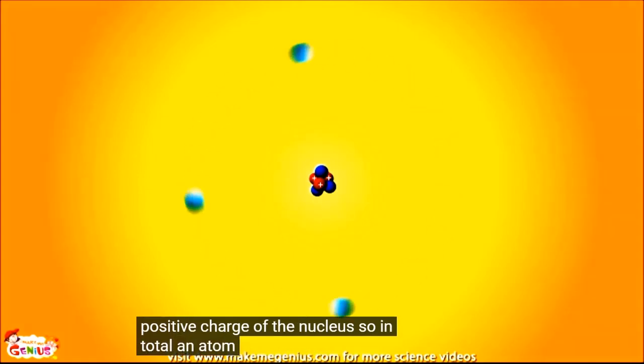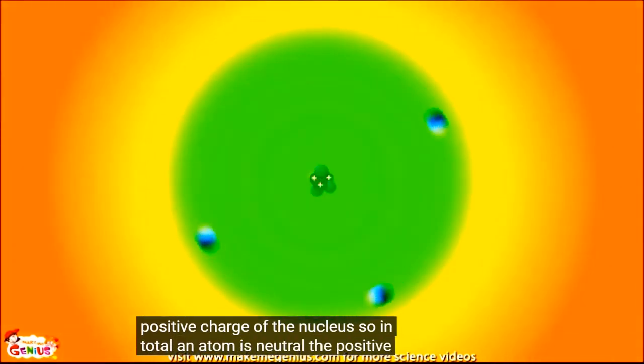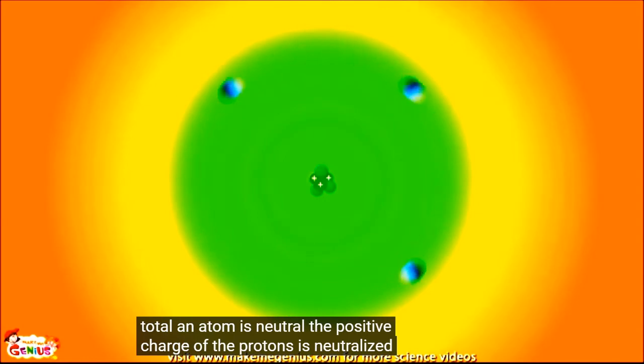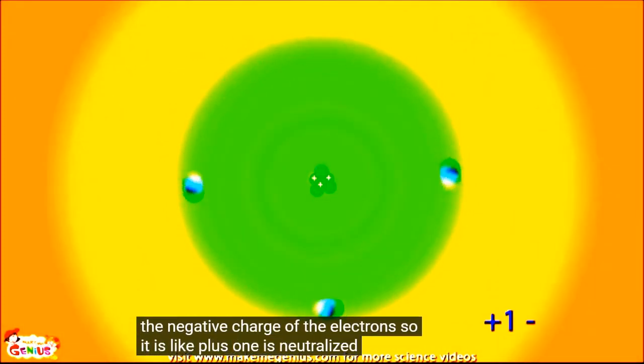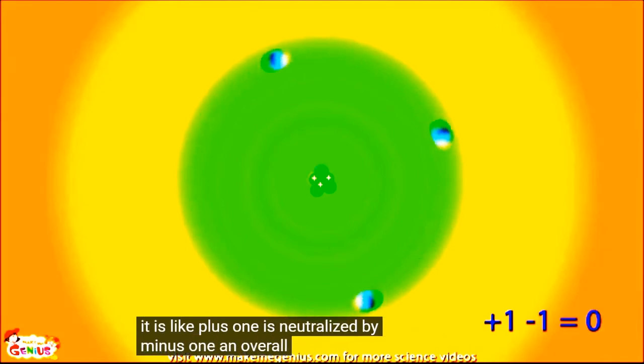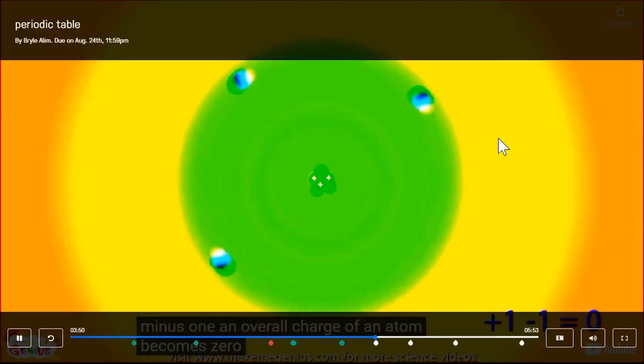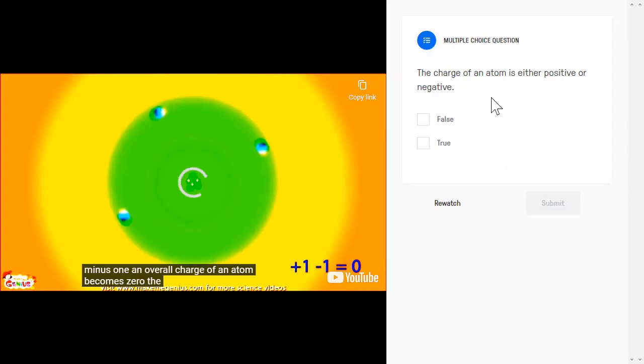So in total, an atom is neutral. The positive charge of the protons is neutralized by the negative charge of the electrons. So it is like +1 is neutralized by -1, and the overall charge of an atom becomes 0. The charge of an atom is either positive or negative.